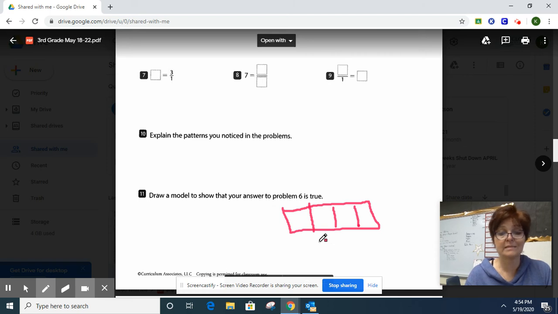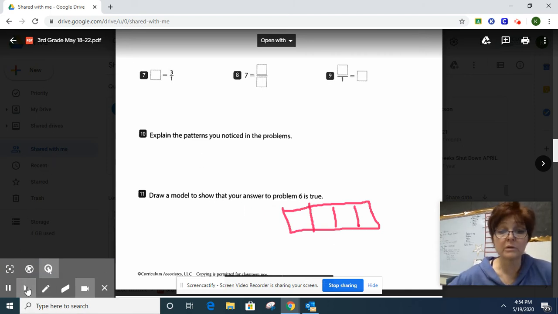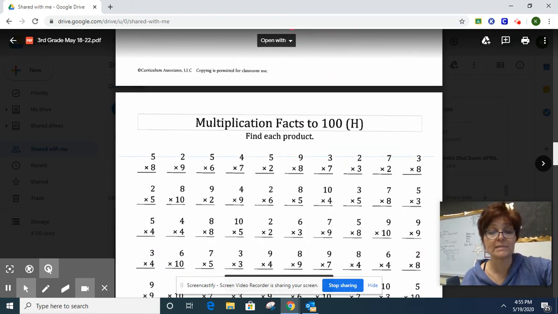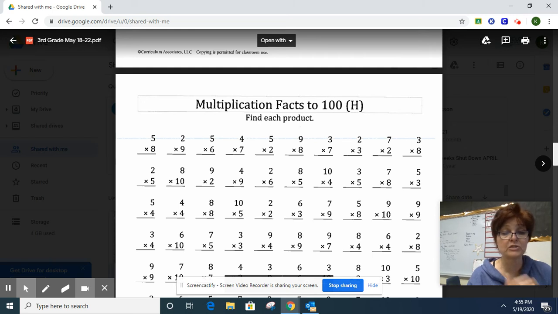Okay, so I think that's it. I'm probably overthinking it, but that will work. If you draw that, that'll work for me. Okay, if you have any questions about that, just let me know. And again, get through your multiplication facts, try to do them quickly so that you get that automatically in your brain. Okay, guys, I will talk to you tomorrow.